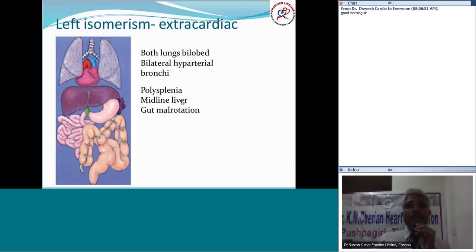And extracardiac anomalies show the bilateral left-sidedness. You find both lungs bilobed. You have bilateral hyparterial bronchi, polysplenia, midline liver, gut malrotation. So unlike asplenia in the right isomerism, here there is polysplenia.